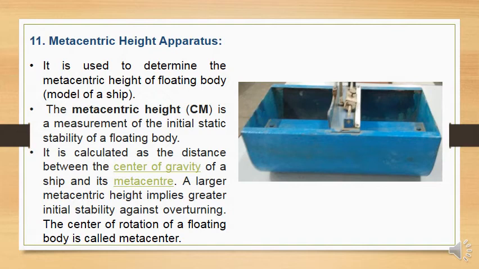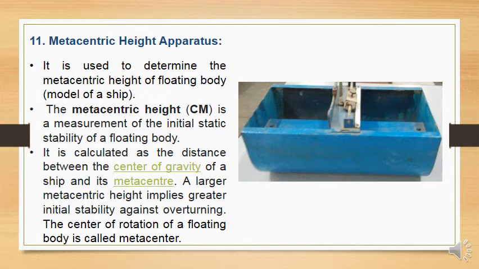Like a ship or a boat, you can model that particular boat and find out where it is going to be stable and can float very easily without sinking. So this apparatus is very useful for objects that need to float on the surface of the water. It is used to determine the metacentric height of a floating body, like a model of a ship. It is calculated as the distance between the center of gravity of the ship and its metacenter. Center of gravity you maybe know, but what the metacenter is we will discuss later in detail.